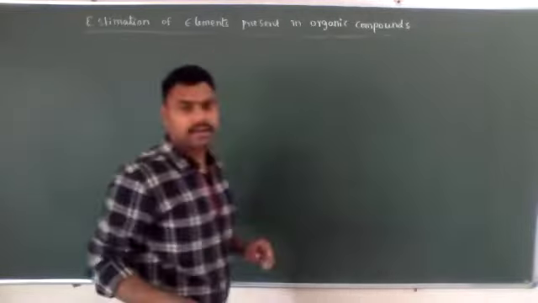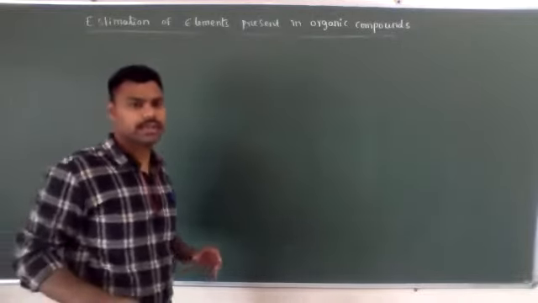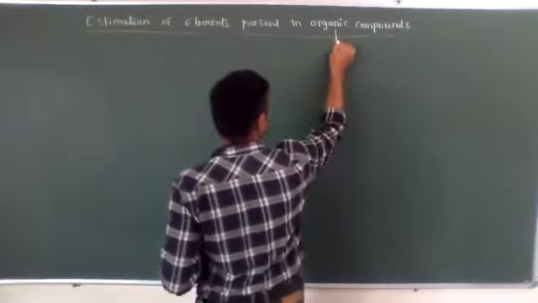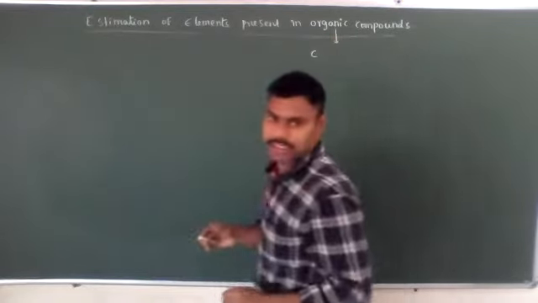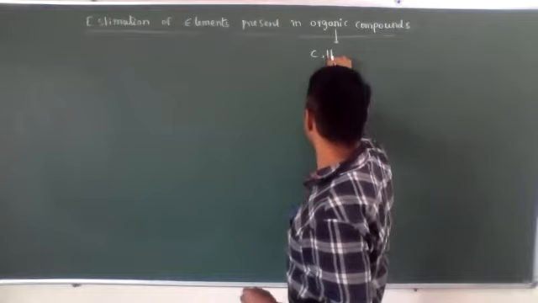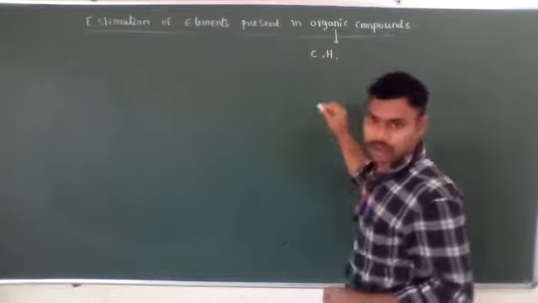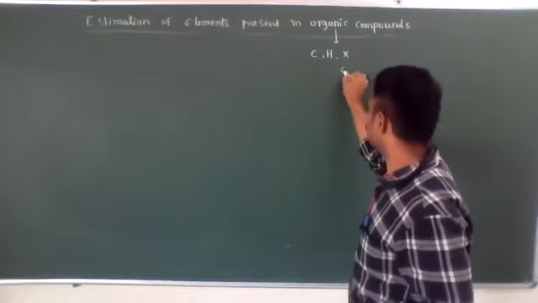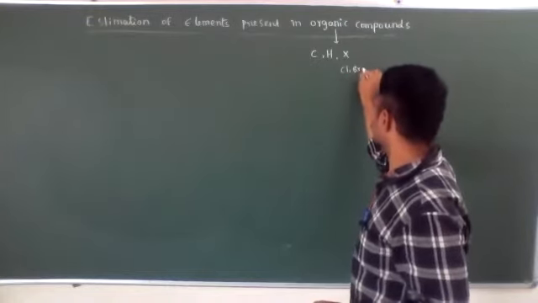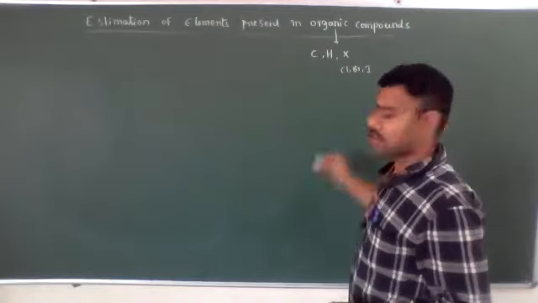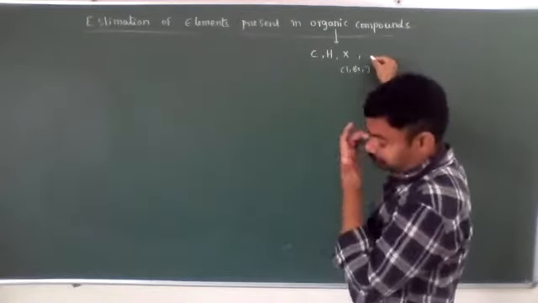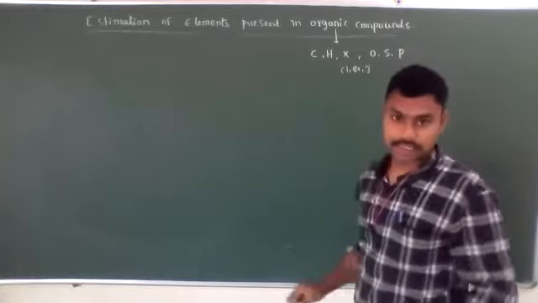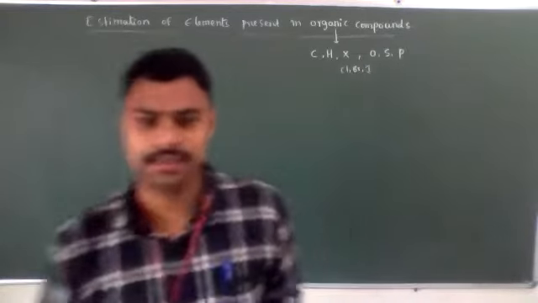Let's see, organic compounds means what? What type of elements are present in them? Generally, organic compounds have carbon, hydrogen, along with halogen atoms. Halogen means chlorine, bromine, iodine mainly, and oxygen, sulfur, phosphorus. These elements are present.